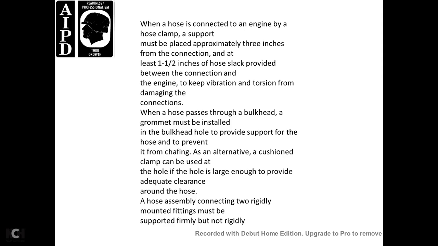When a hose is connected to the engine by a hose clamp, the support must be placed approximately 3 inches from the connection. Add at least 1.5 inches of hose as slack at the connection with the engine to keep vibration and torsion from damaging the connections.